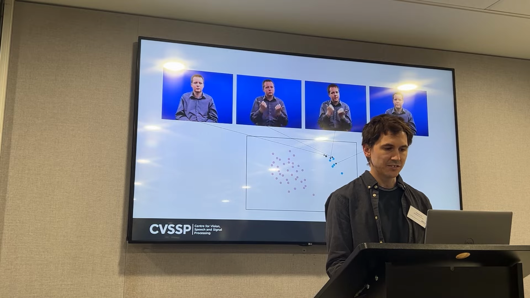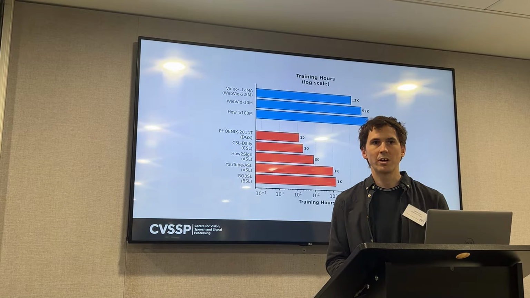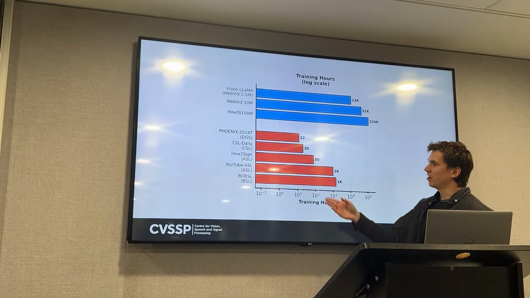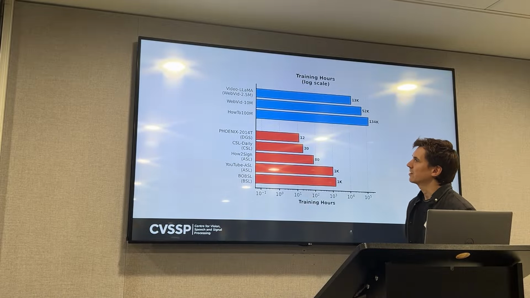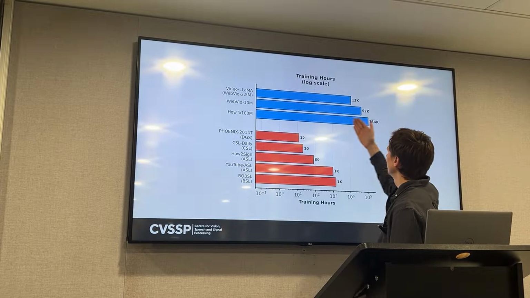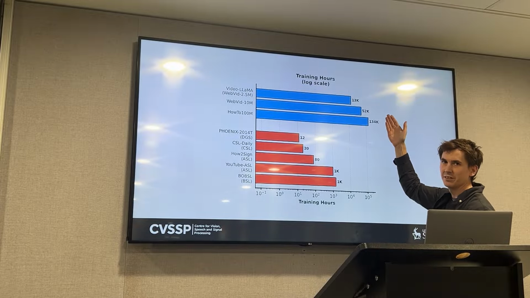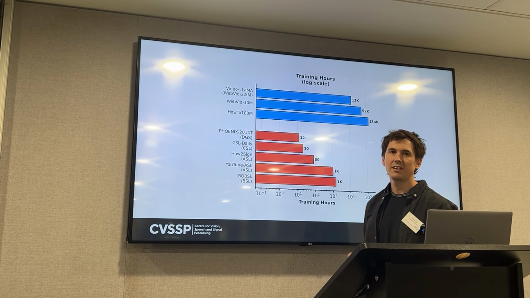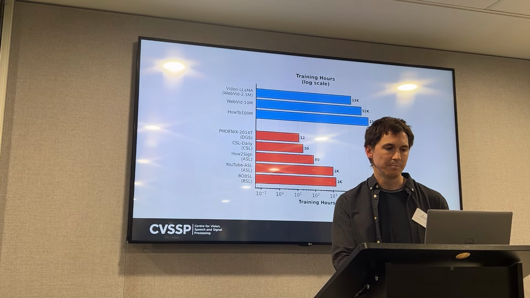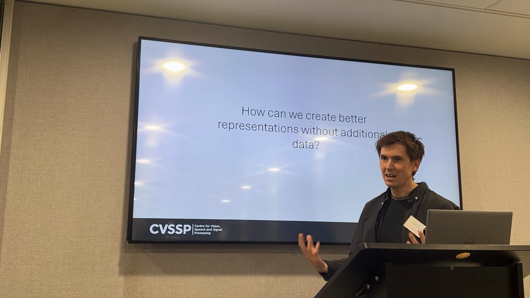Now, obviously, the answer is probably more data, but unfortunately, in sign language, we don't have a lot of data available. Some of our largest data sets are about 1,000 hours, and when we compare this to video data sets that we use to train video models, they're about 134,000 hours. Okay, so we can't necessarily get better representations just from creating more data. So how can we do this?